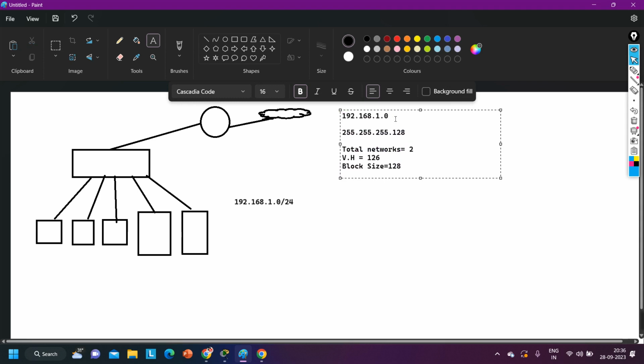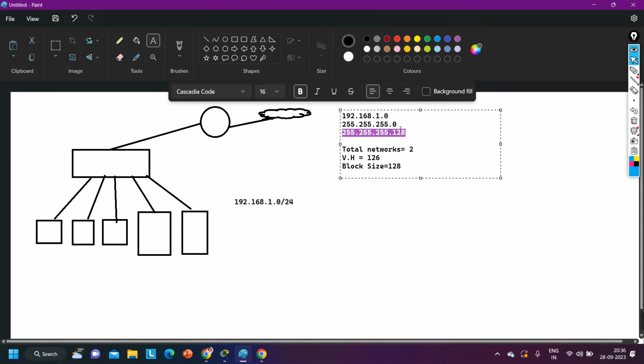What is the default subnet mask of class C? 255.255.255.0. And what is the difference between this subnet mask and this subnet mask? Here we have 24 network bits. Here we have 25 network bits. That means here I have borrowed one network bit from the host portion, one network bit shifted from the host portion.